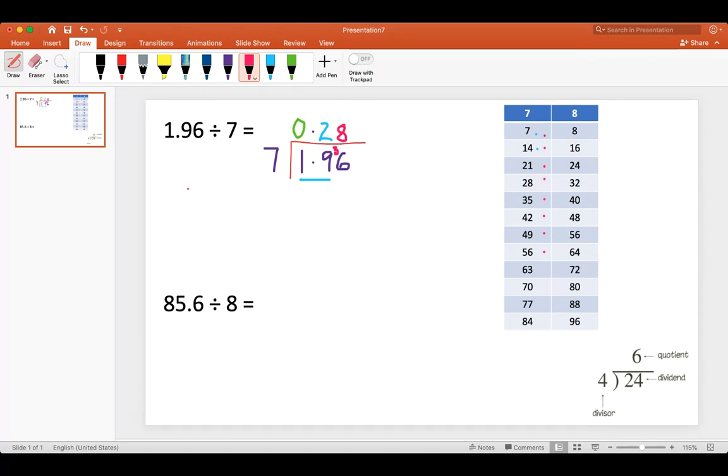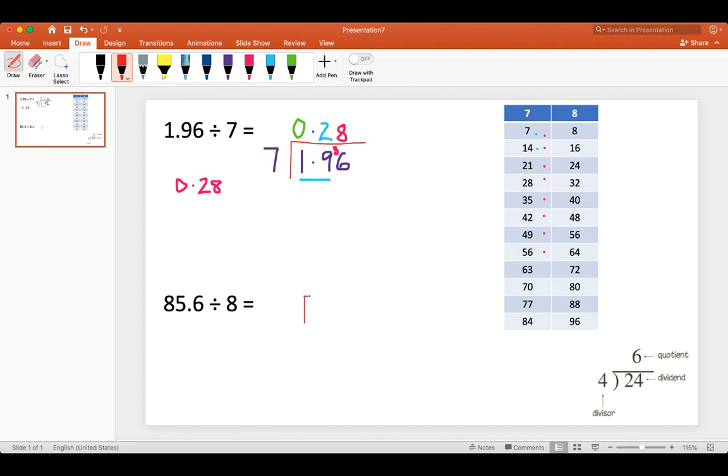So 1.96 divided by 7 is 0.28. And a lot of you will probably do long division for this, but this is the short division method. We're putting the remainders next to the digits rather than subtracting them and making it all long down here. Let's have a look at another one together.